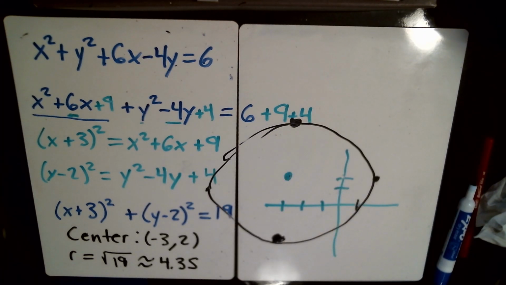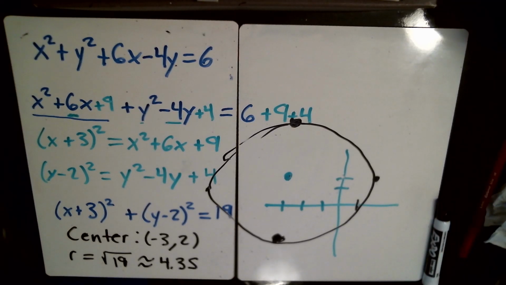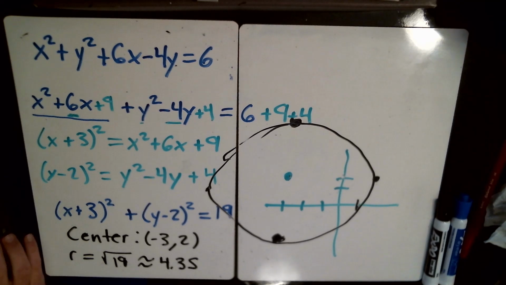Very beautiful circle drawing, right? Okay, so that's what you're doing here. To do this, you have to add in some numbers to make them perfect squares so that it will work.